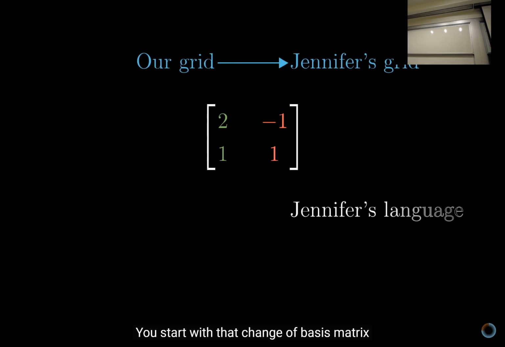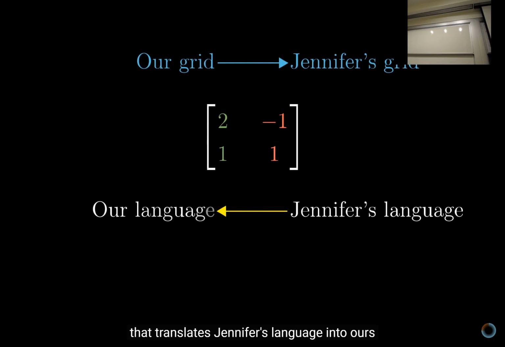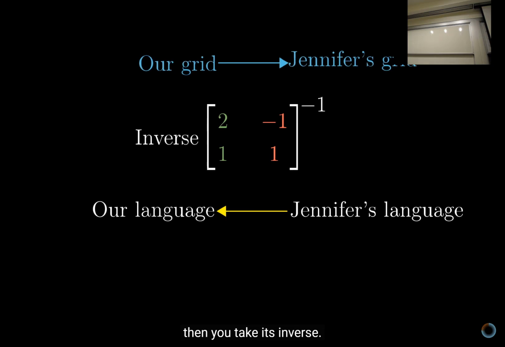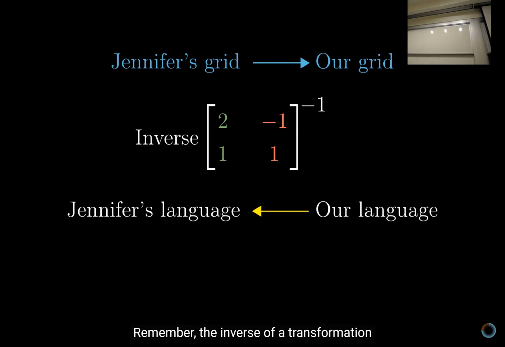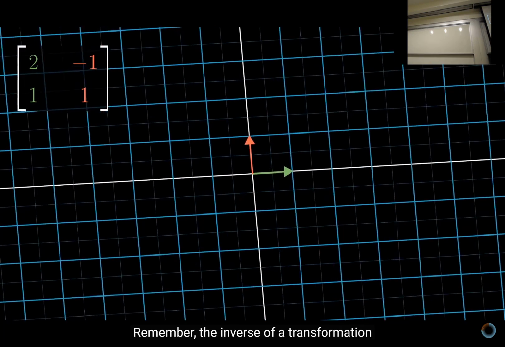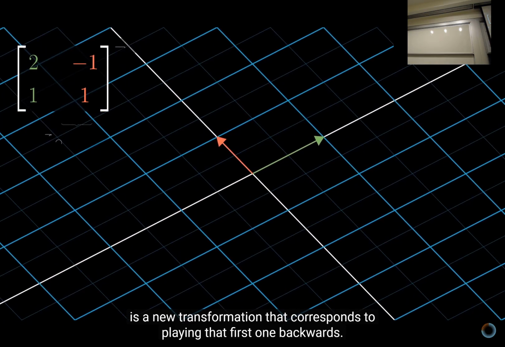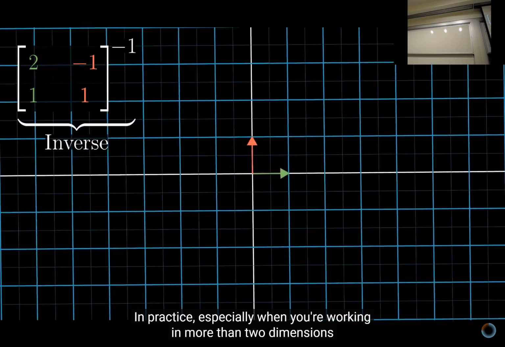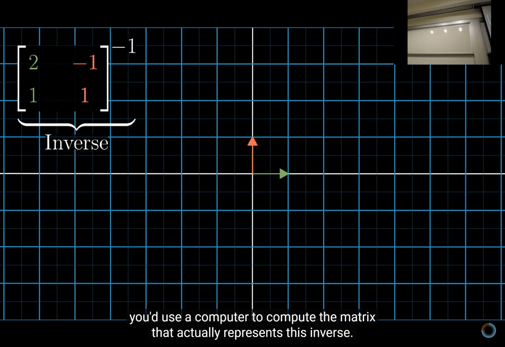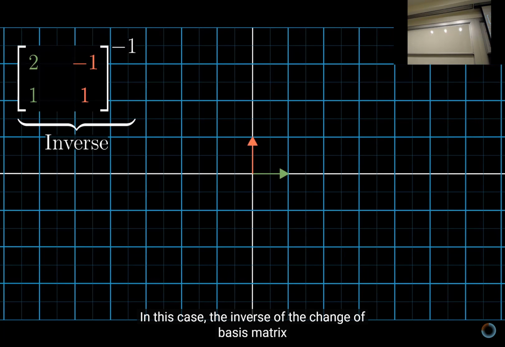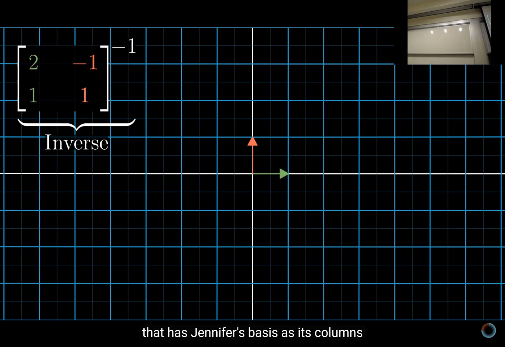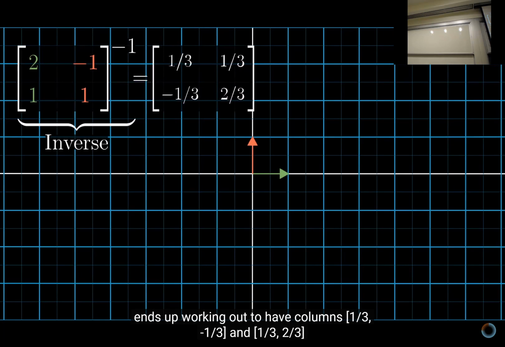You start with that change of basis matrix that translates Jennifer's language into ours. Then you take its inverse. Remember, the inverse of a transformation is a new transformation that corresponds to playing that first one backwards. In practice, especially when you're working in more than 2 dimensions, you'd use a computer to compute the matrix that actually represents this inverse. In this case, the inverse of the change of basis matrix that has Jennifer's basis as its columns ends up working out to have columns 1/3, -1/3, and 1/3, 2/3.